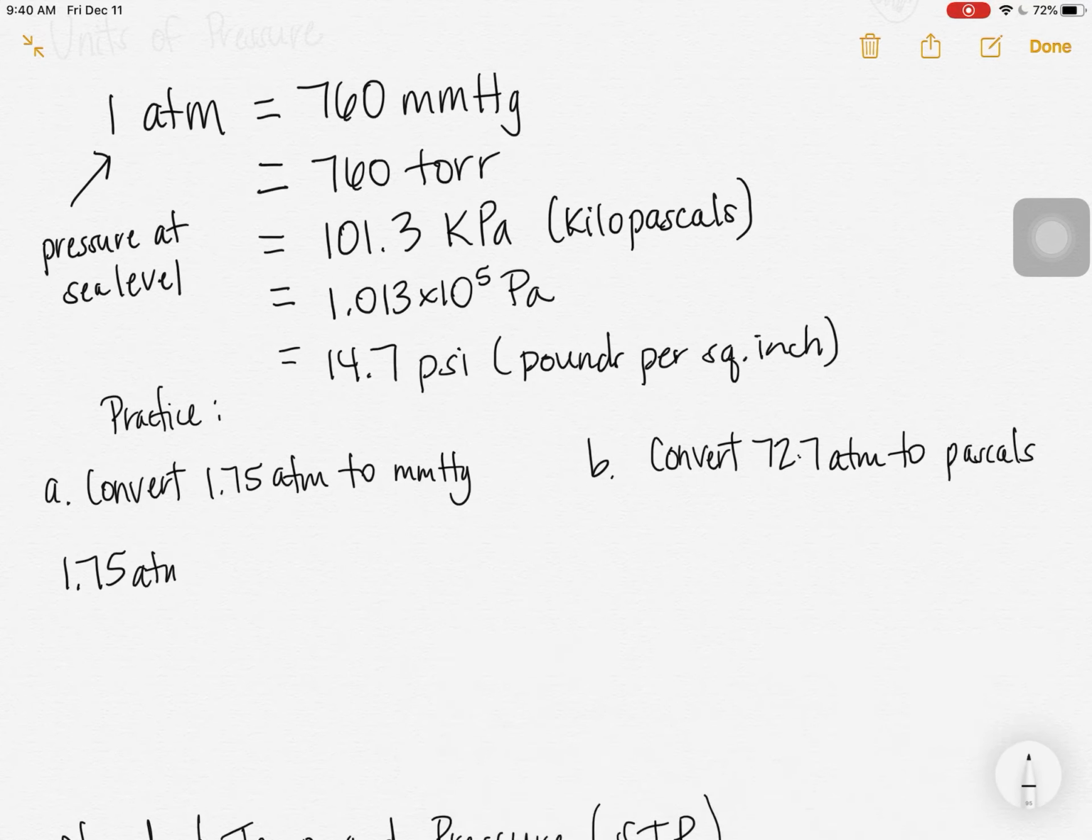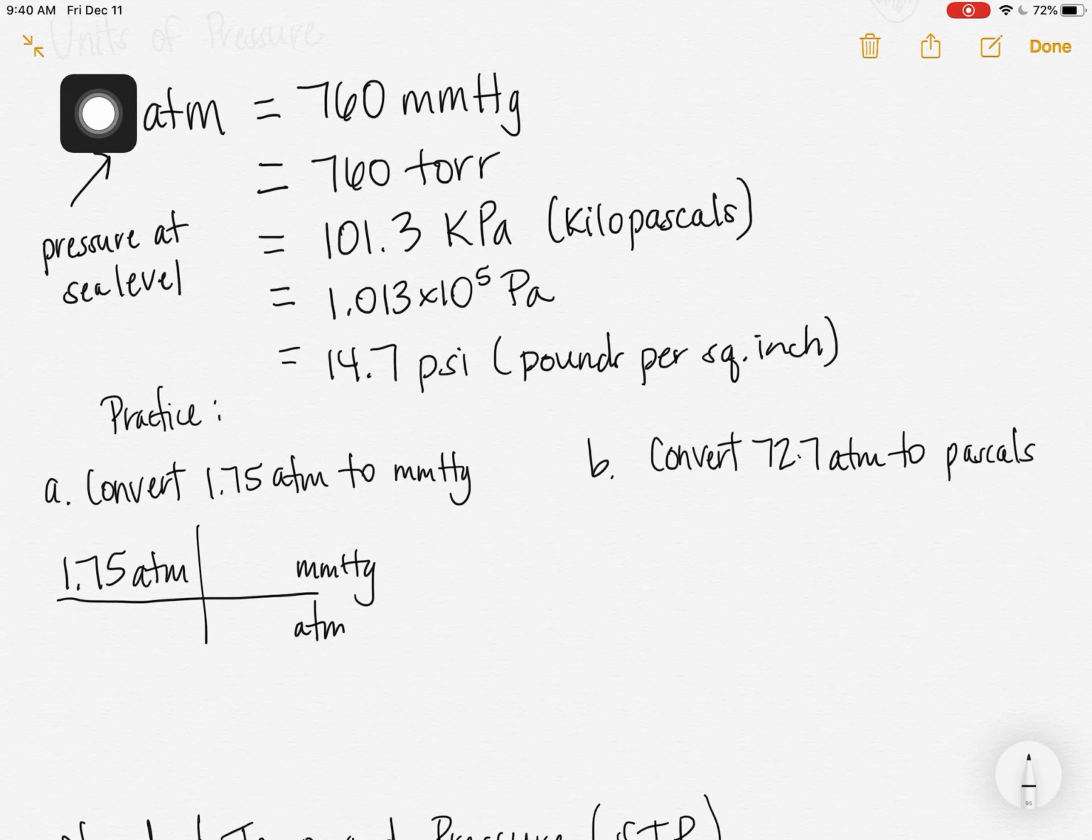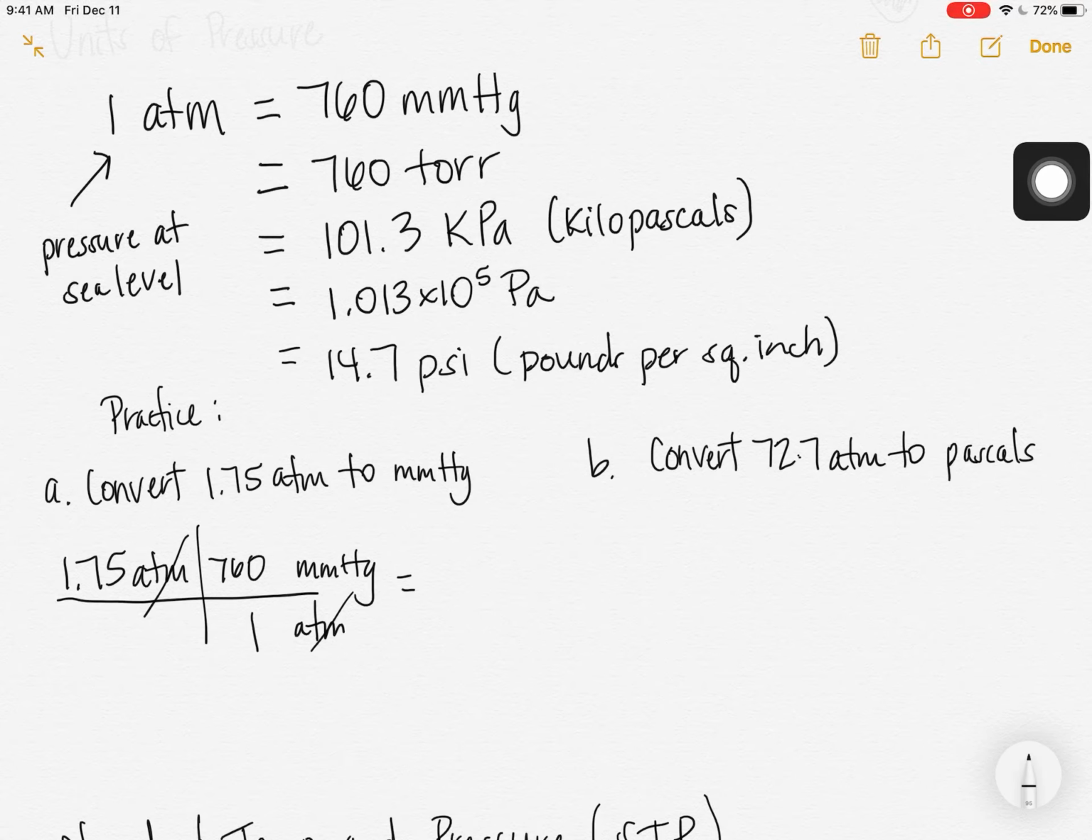That would be atmospheres. Okay, so I set up my conversion factor. I want to go from atmospheres to millimeters of mercury, and that's that first conversion right here. So 1 ATM, 760 millimeters of mercury, and I multiply. I'm going to stick with 3 sig figs because that was what I was given in my problem. So to 3 sig figs, that is 1,330 millimeters of mercury. So pretty simple conversion.